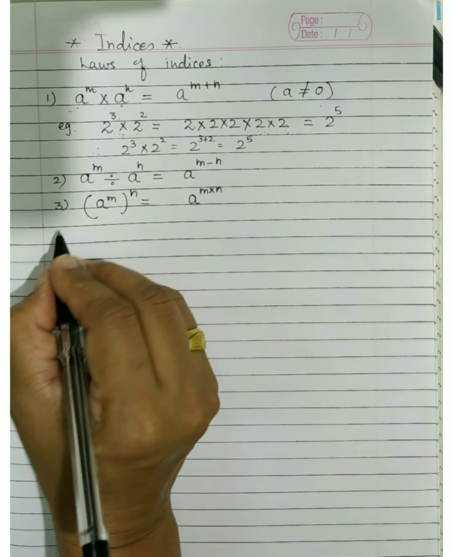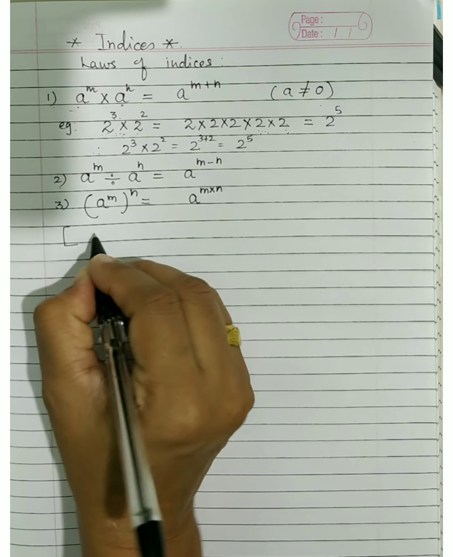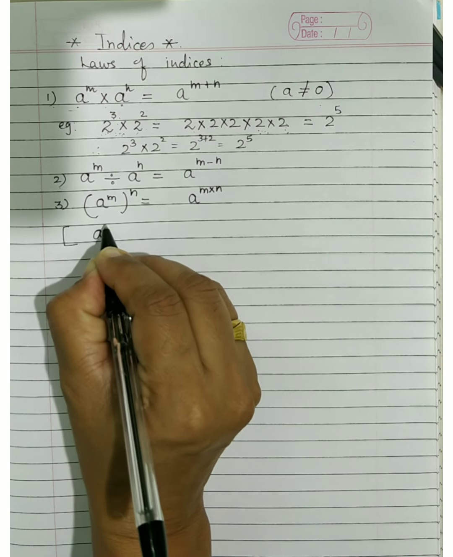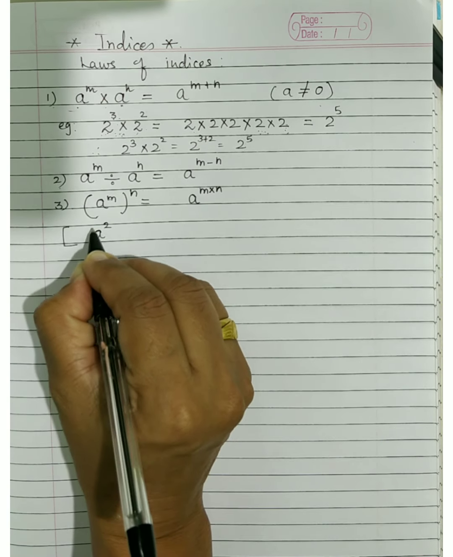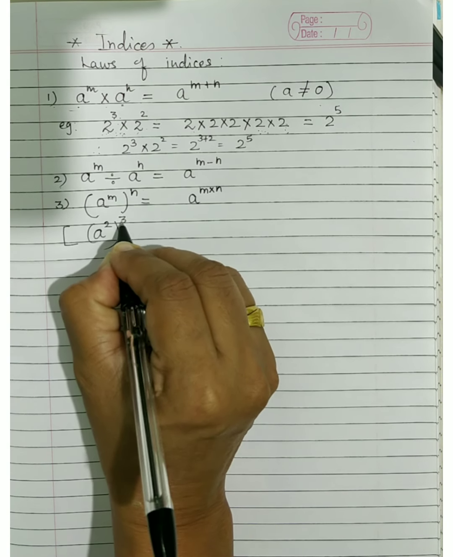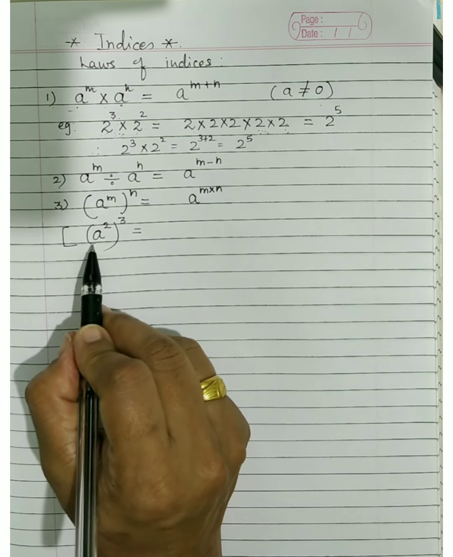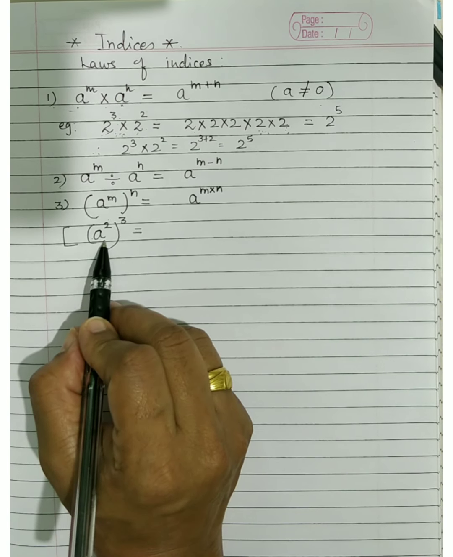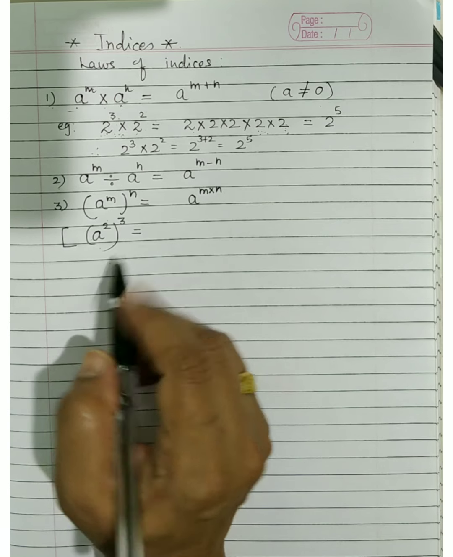Here also I'll explain. An example I'll give you for your understanding. Suppose it is a raised to 2 and again you raise it to 3. What does it mean? a square, the first number, is raised to 3, which means a square multiplied by itself how many times? 3 times.